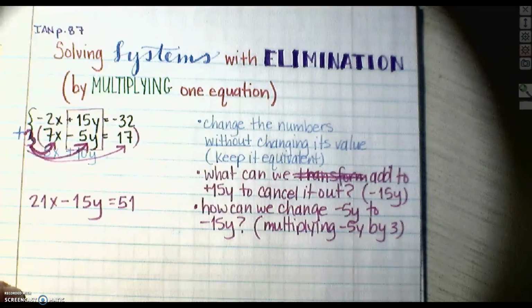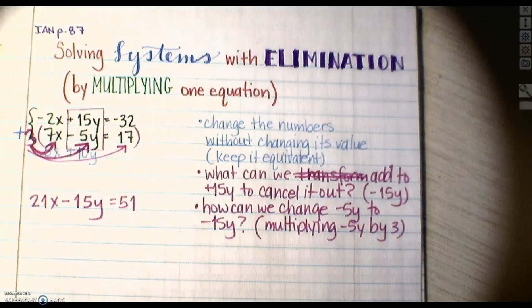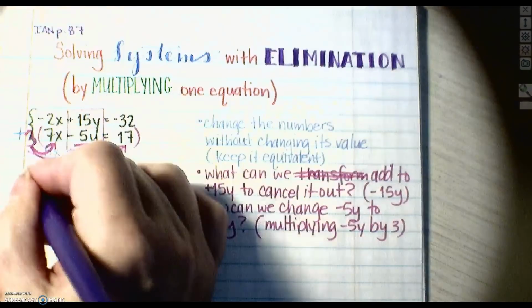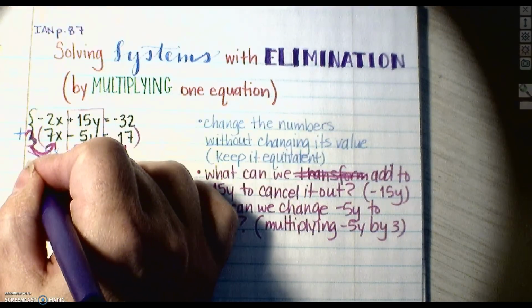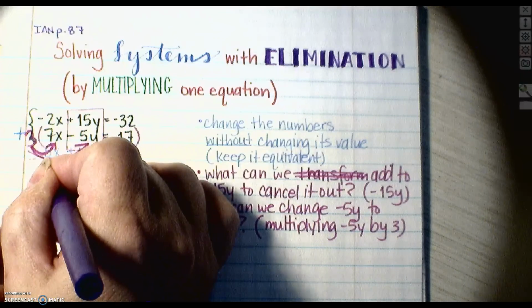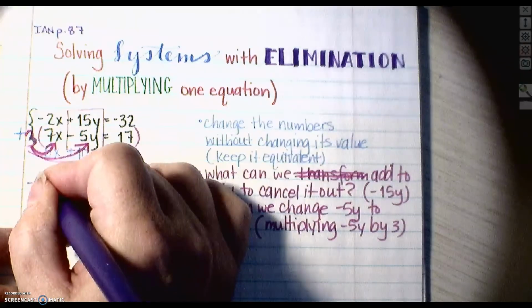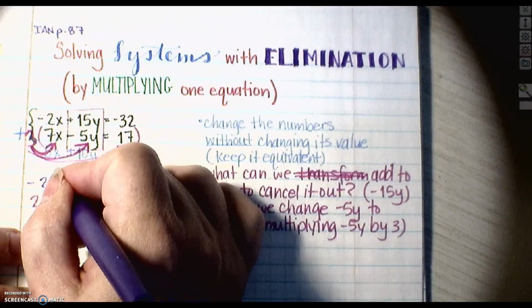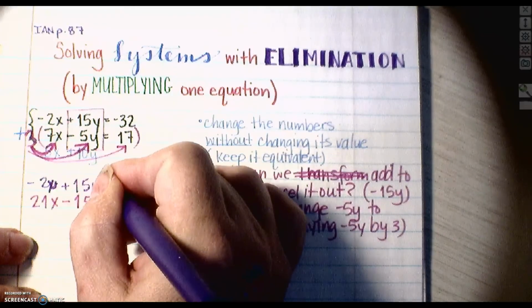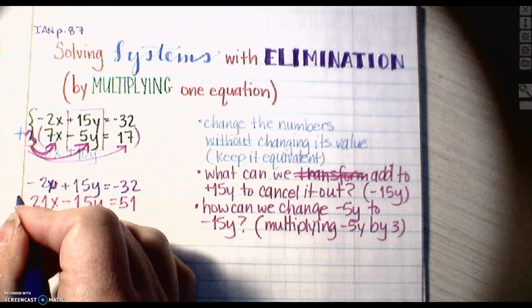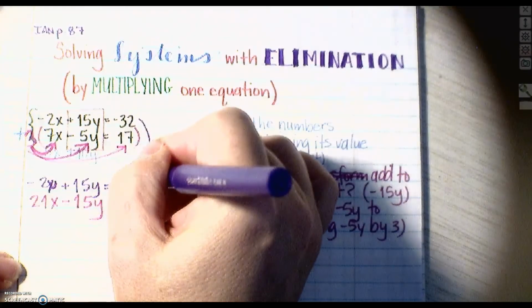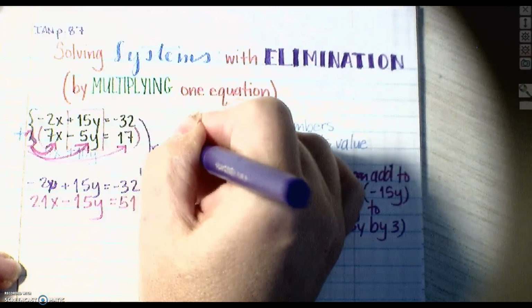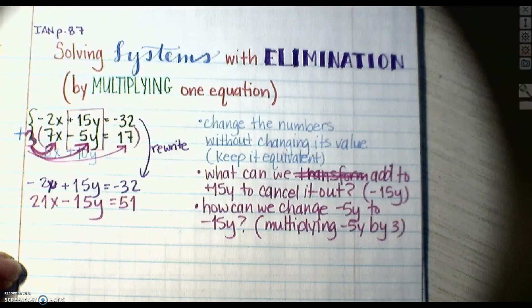So now we have a new equation that is completely equivalent to our old equation, but it looks different. Let's just take the first equation and rewrite it. That would be negative 2x plus 15y equals negative 32. I just brought it down and didn't change anything. We only changed our second equation.